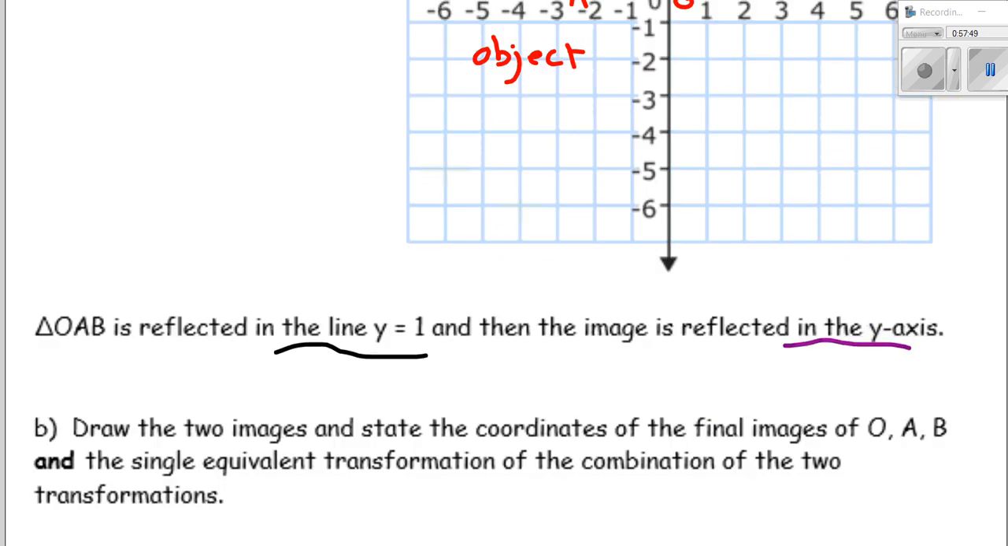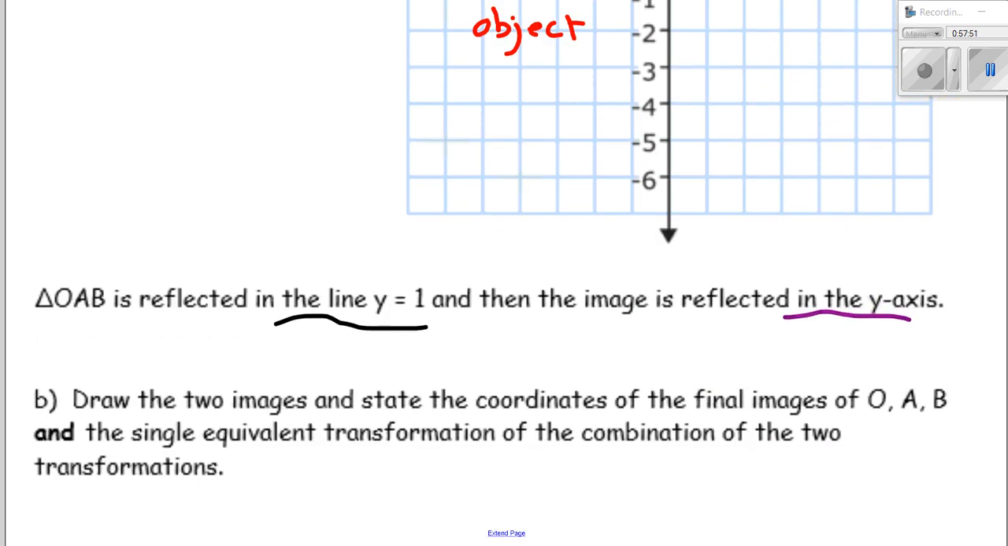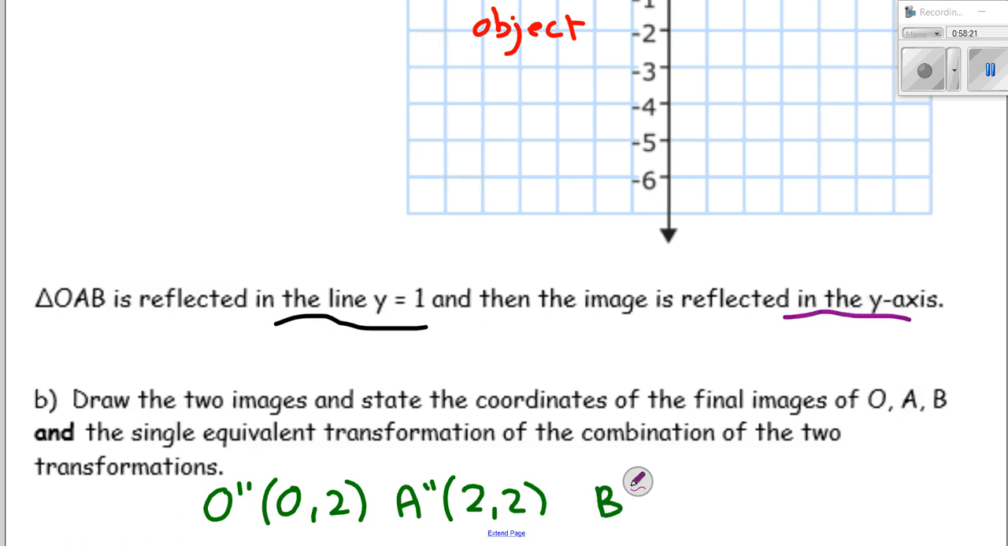What are those little coordinates equal to? So, I can't write the purple one. I'll write in green instead. State the coordinates of the final images. So, let's see, O dash dash. That's its coordinates, 0, 2. That's right, O dash dash was 0, 2. And A dash dash. Let's see, what was that? That was 2, 2. And B dash dash, from the diagram above, is 0, 1.